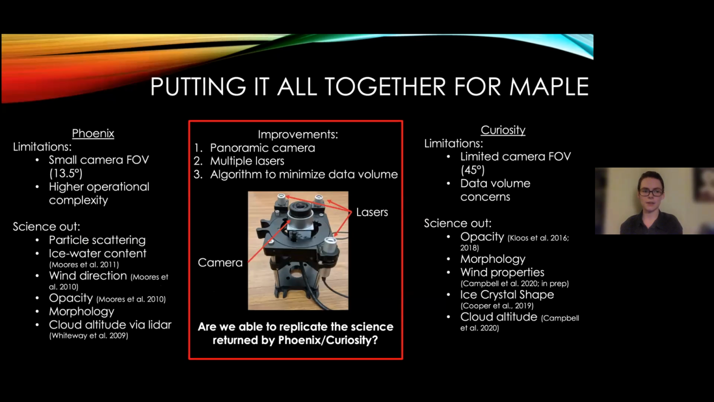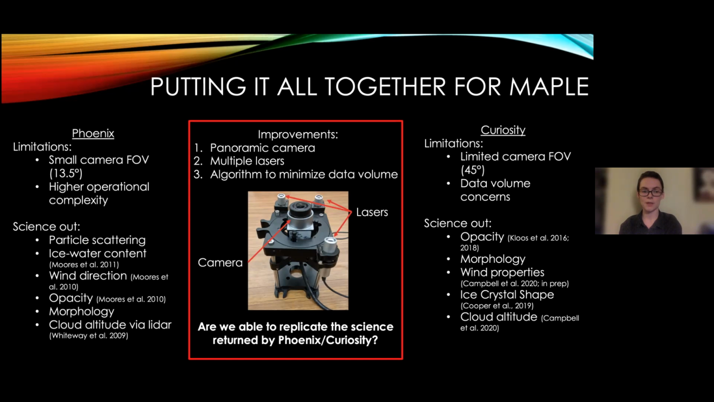So putting it all together based on just these two missions, we know that Phoenix has its limitations with a small camera field of view and a higher operational complexity. And even though with Curiosity we do have a larger field of view, 45 degrees versus the 13.5 degrees, that also creates data volume concerns as all of these images come to us first, downlink to Earth, and then we process them. So we're going to try to figure out how to minimize that constraint as well. And you can see that we have a lot of science output from just imagery, which is very important and can create almost a simple meteorological station, Maple.